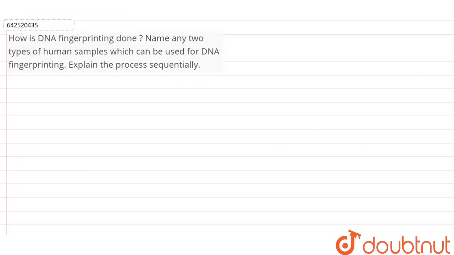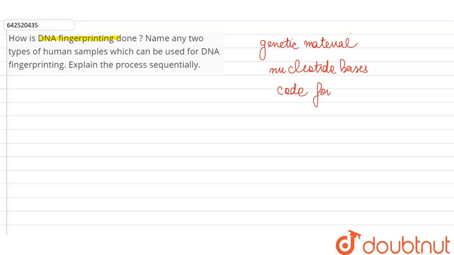In this question, first of all, they're asking how DNA fingerprinting is done. Now, we all know that DNA acts as our genetic material, and it is very important in all of the living organisms because it has a particular sequence of nucleotide bases, and it is according to this sequence that the proteins are synthesized. So the nucleotide bases code for proteins.